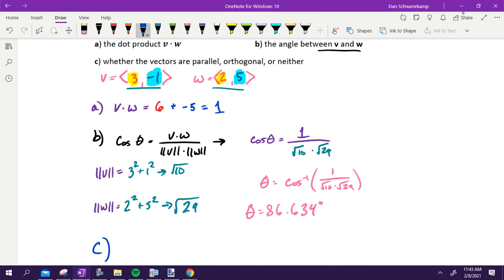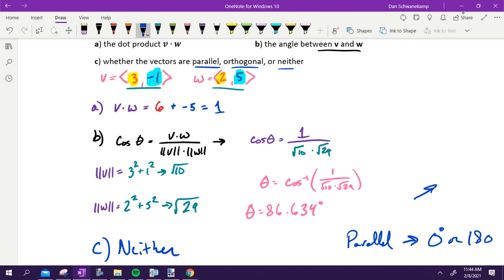Are the vectors parallel, orthogonal, or neither? Neither. That one's pretty easy. It's 86 degrees. That is not parallel. That's not orthogonal. If I were parallel, what angle would I be if I am parallel to each other? 0 or 180. If you're 0, they're both going in the same direction. If they're 180, they're both going in opposite directions. It's like they're facing each other. Okay, that's an important concept for today.